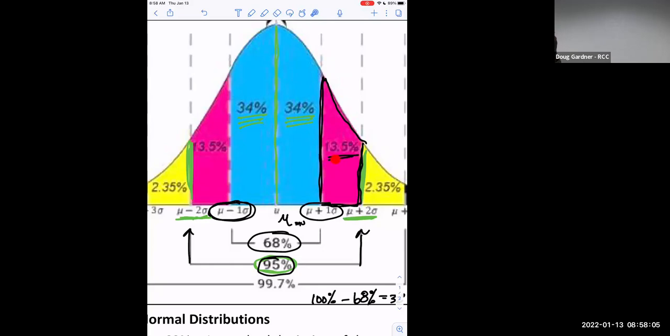You don't have to be looking at the sheet. Or you could say, I'll take 95 minus 68. Does it make sense? 95 minus 68 would give me all of the pink, both pink areas. So when you do that, 95 minus 68, you get 27. And then if you cut 27 in half, you get 13.5. So I heard some of that. So you will have this note sheet, so you don't have to figure that out yourself on a test.